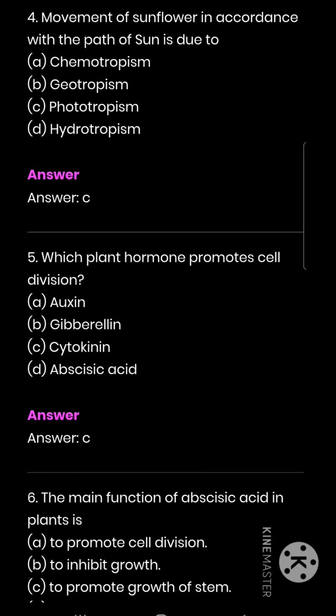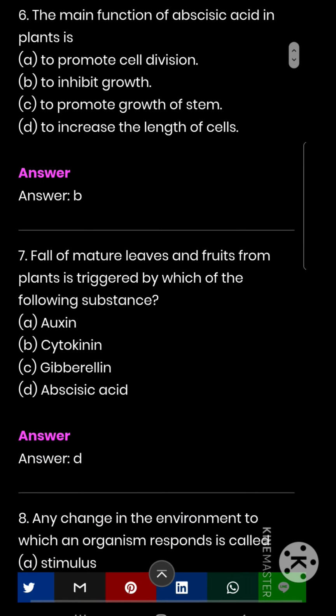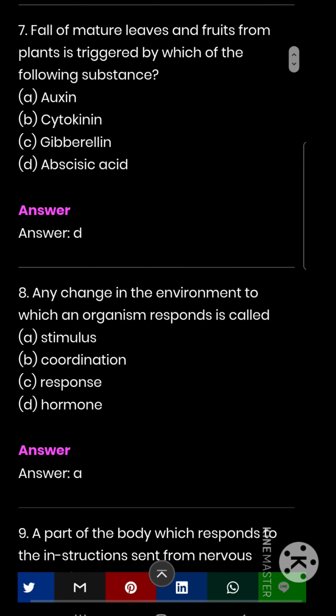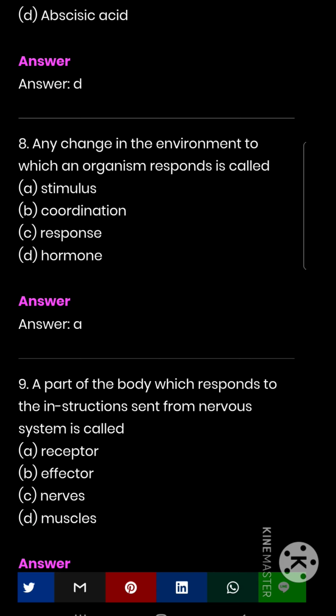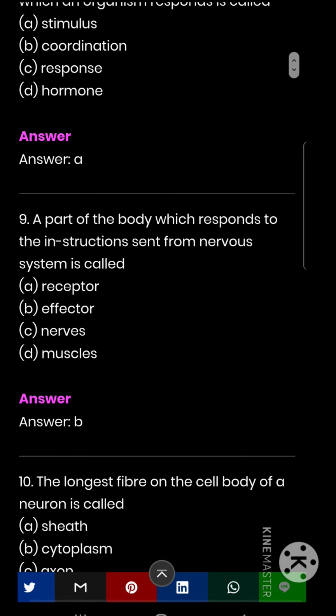Which plant hormone promotes cell division? It is cytokinin. The main function of abscisic acid in plants is to inhibit the growth. The fall of mature leaves and fruits from plants is triggered by which of the following substances? It is abscisic acid. Any change happening in the environment is called stimulus.